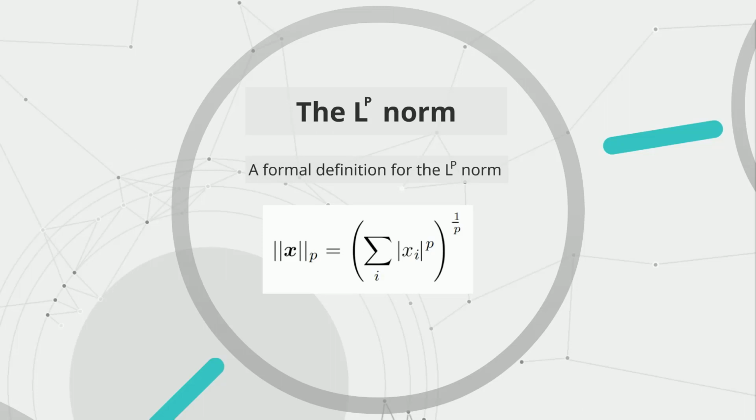What we're doing here is taking a summation over all the elements in the vector or array, and taking the absolute value, those are the single bars, of x sub i. So for each element, we take the absolute value, raise it to a certain value p, sum up all of those different results, and then take it to the power of 1 over p. This is in general what we're going to be doing, but when we fill in different values of p, we get very different norms.